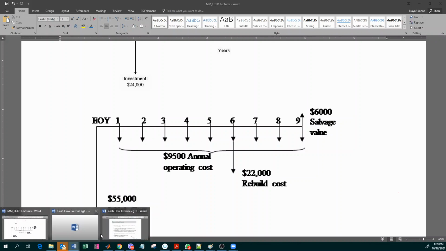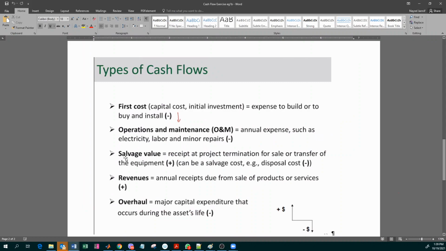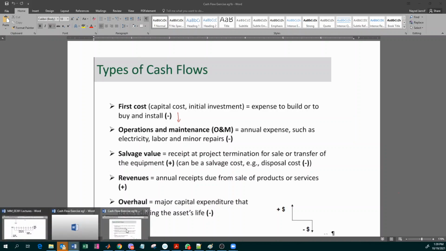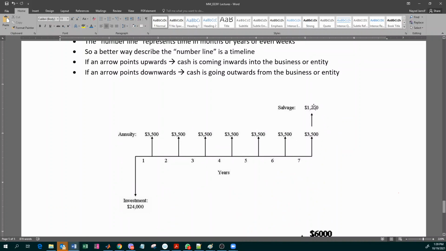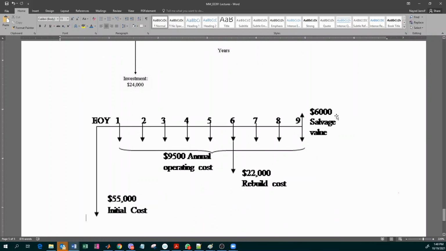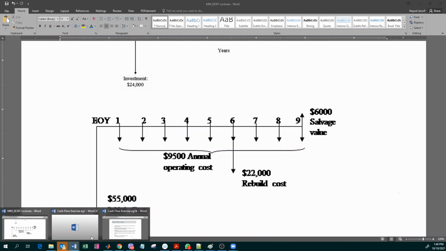All right. Now, let's look at the third point, salvage value. This is the receipt at the project termination for sale or transfer of equipment, and it can be a salvage cost, for example, a disposal cost. So let's have a look at the other diagram. Do you remember that at the end, this guy sold his taxi? He sold his taxi, therefore he made a $1,250 salvage value. Over here, the pump was sold for $6,000. So that's salvage value at the end of the term.